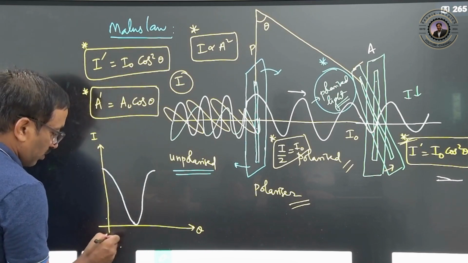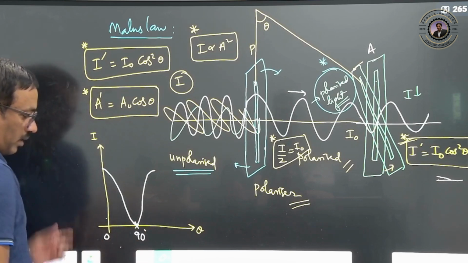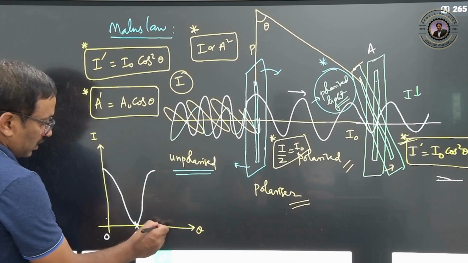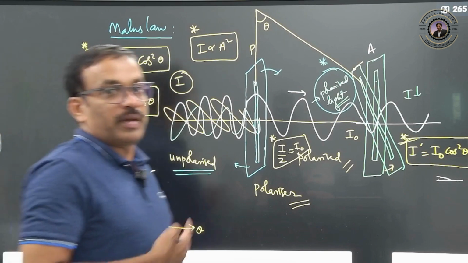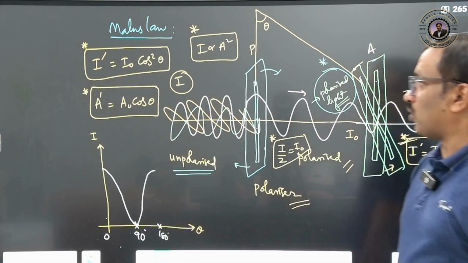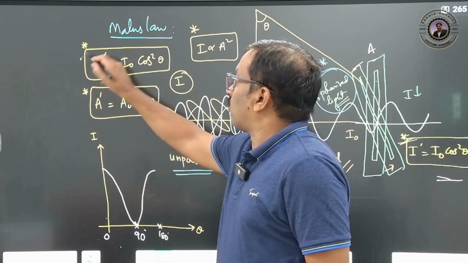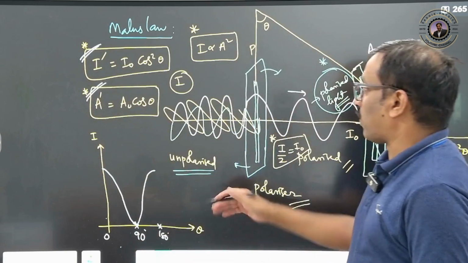So this is theta, therefore 0. This is nothing but 90 degrees. Clear? This is nothing but 180 degrees. Clear? Because the whole square of minus 1 will be equal to 1 only. So this is your variation of intensity and amplitude. So you can use these formulas.